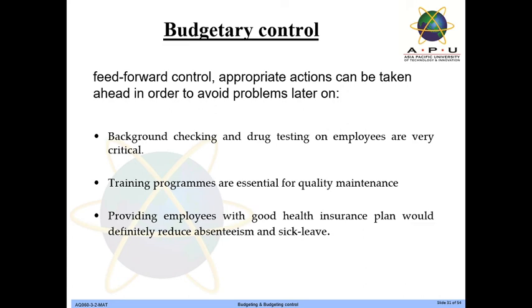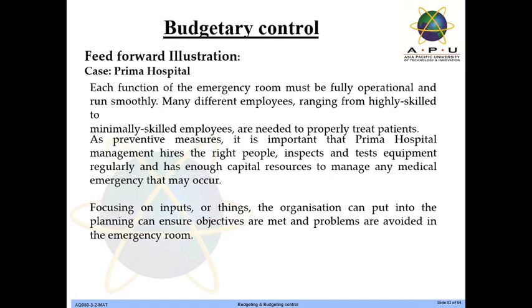With feedforward control, appropriate action can be taken ahead in order to avoid problems later on. So we need to have background checking. Drug testing on employees is very critical. We need training programs that are essential for quality maintenance, and we also have to provide employees with a good health insurance plan, which would definitely reduce absenteeism and sick leave.